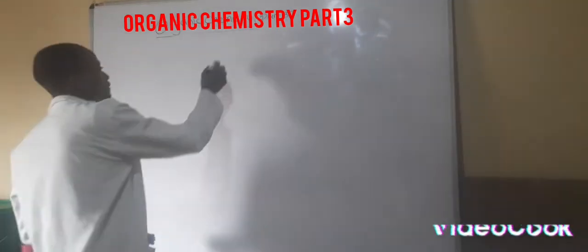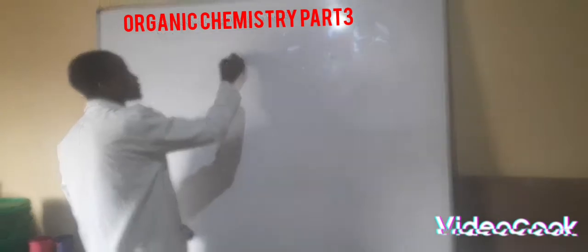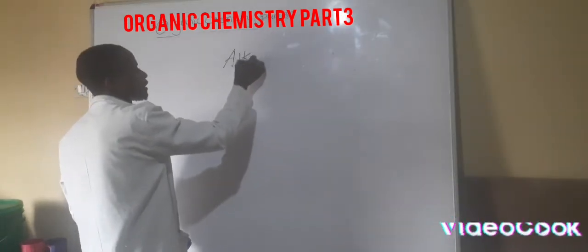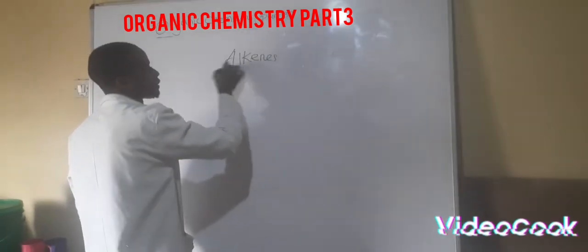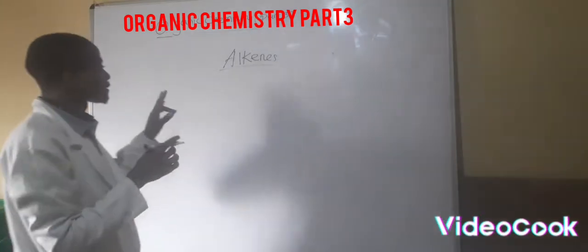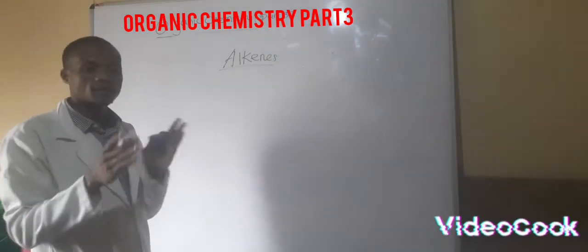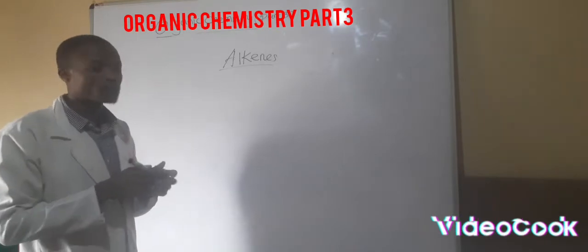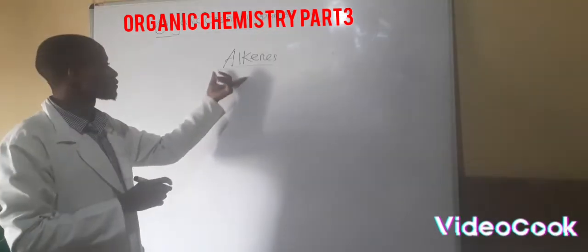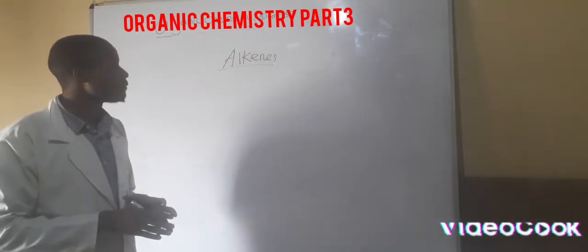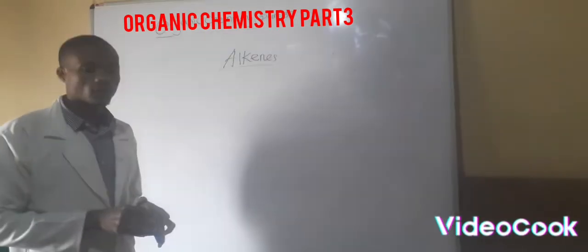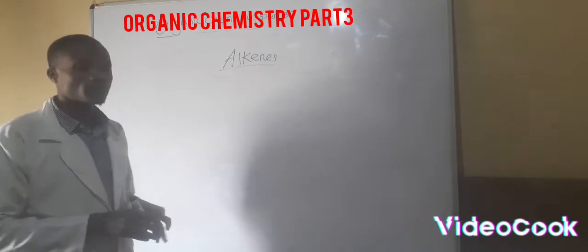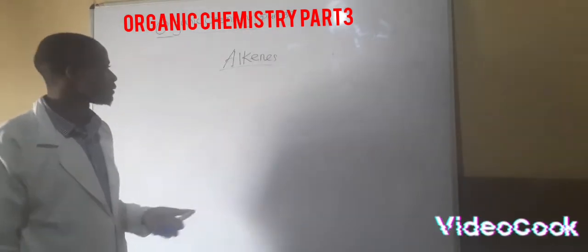So specifically, we're looking at unsaturated hydrocarbons, which are alkenes. Last time, in the last video, we discussed what are saturated and what are unsaturated. Then we focused on saturated, which were alkanes. Now here we want to focus on alkenes. Alkenes are hydrocarbons which contain at least one double bond between carbon atoms. So they contain at least one double covalent bond.